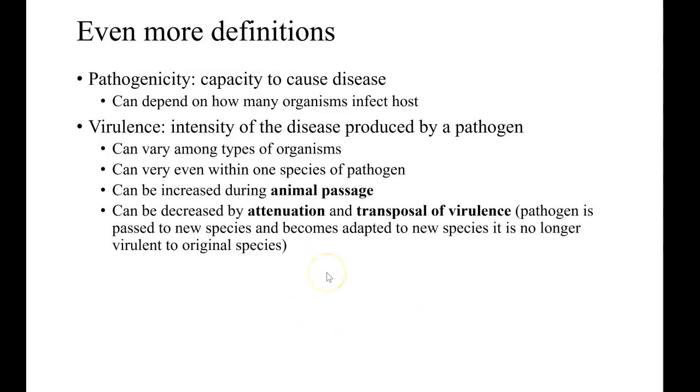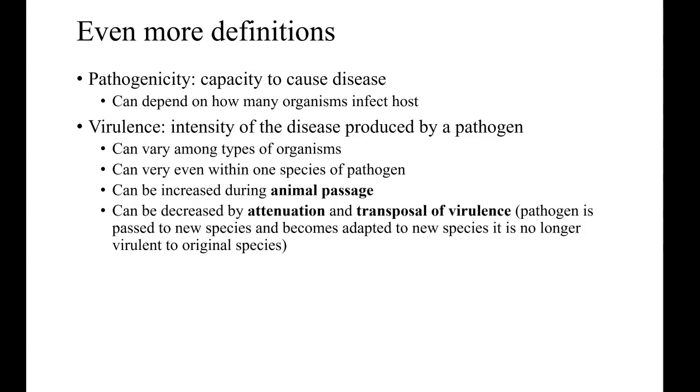So, in this chapter, we will talk about the difference between pathogenicity and virulence. Pathogenicity means that the organism has the capacity to cause disease. Virulence has to do with the intensity. So, how dangerous is that microorganism?